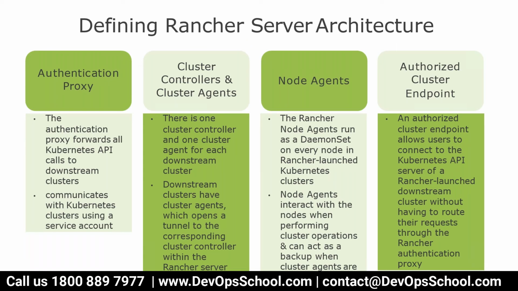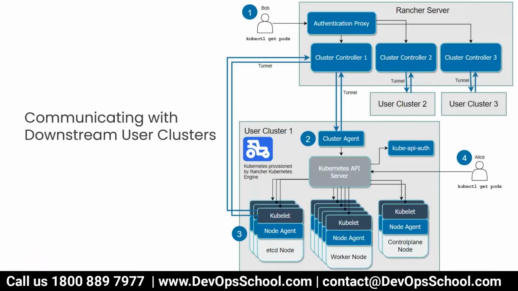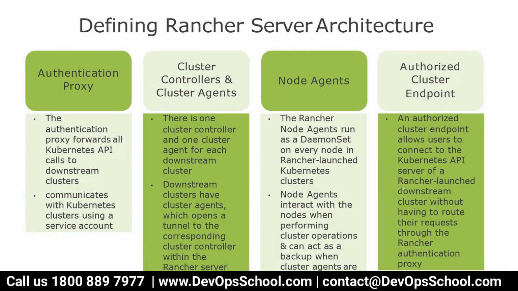Downstream clusters have a cluster agent which opens up a tunnel to the corresponding cluster controller within the Rancher server. You see in that image that there's one cluster agent. So the downstream cluster has a cluster agent which basically opens up a tunnel to the corresponding cluster controller within the Rancher server.